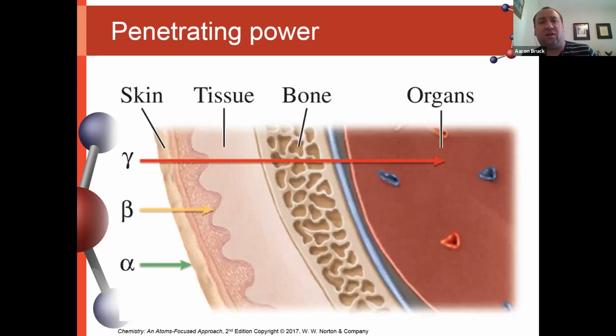So pictorially, we can see that, again, alpha radiation is usually blocked by your skin. Beta radiation will go into your tissues and can potentially cause damage there, but is unable to penetrate your bones and into your organs unless it comes in through another mode of entry. If it just is hitting against your skin, it doesn't do a whole lot. Gamma radiation can penetrate through everything, and that's why it's the most dangerous overall.